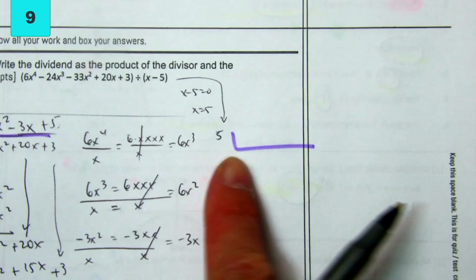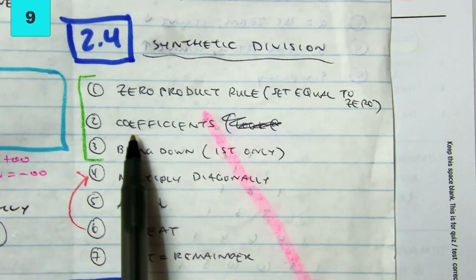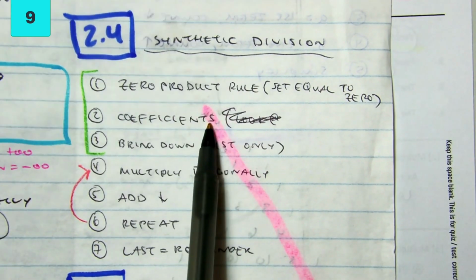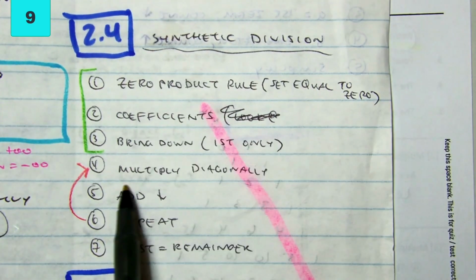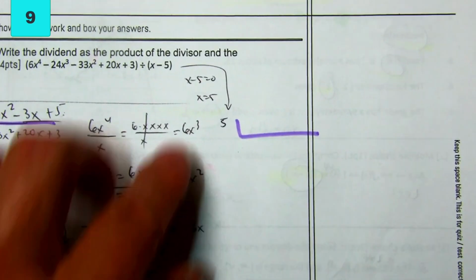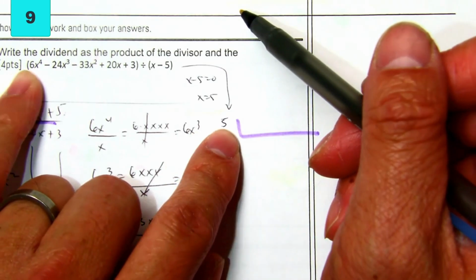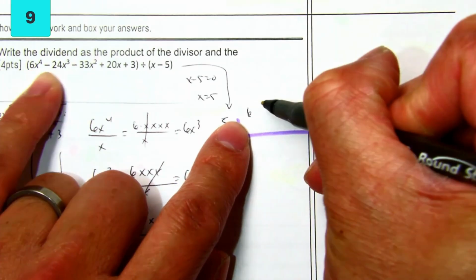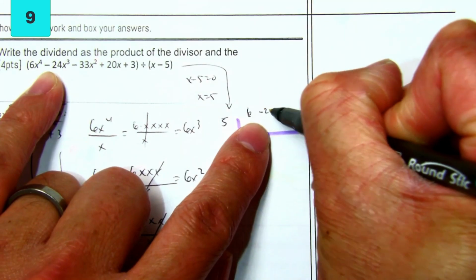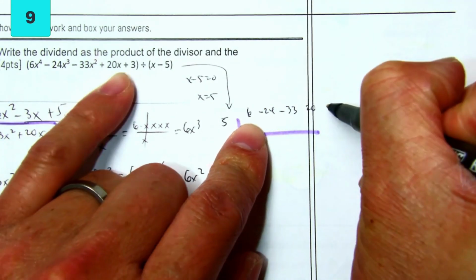Then I'm just going to do the coefficients. Zero product rule, which I just did. I'm getting the coefficients from the polynomial, bring it down, multiply diagonally, add, repeat, and the last term is the remainder. So here are the coefficients: 6, negative 24, negative 33, 20, and 3.